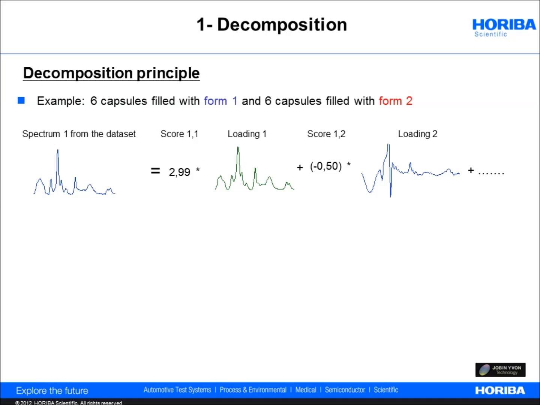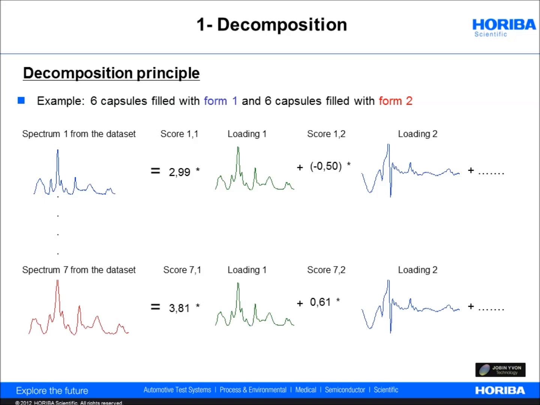For spectrum 1, having form 1, what is remarkable is the negative score of the second loading. On the other hand, when considering spectrum 7, containing form 2, this coefficient is positive. Actually, this second loading traduces the amount of form 2 compared to form 1. Positive coefficient indicates a greater presence of form 2, whereas negative coefficient indicates the opposite. In many cases, the loadings will be meaningful and illustrate any chemical or physical property.